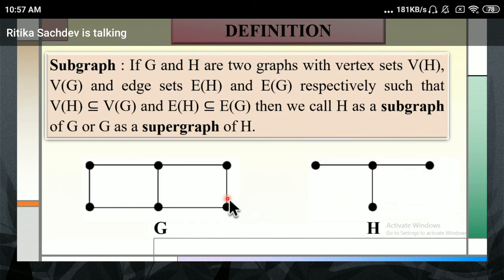Now check with this. Is G and H having any relation like subgraph and supergraph? I have a graph having 6 vertices and check this is degree 2, degree 3, degree 2, and so on. And I am taking only the top vertices and from the bottom only this middle vertex. And then we have connected. We will be saying that H is a subgraph of G or G is a supergraph of H. Please take the screenshot for this.